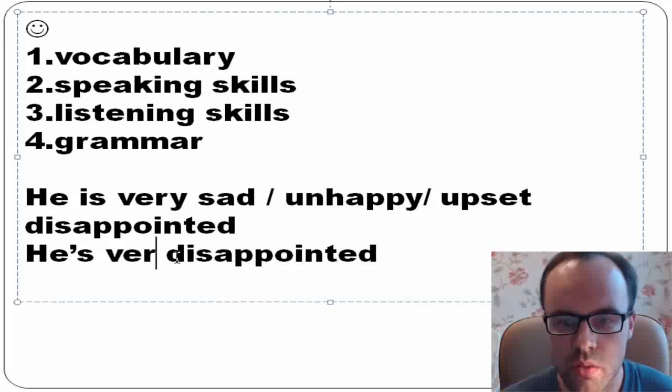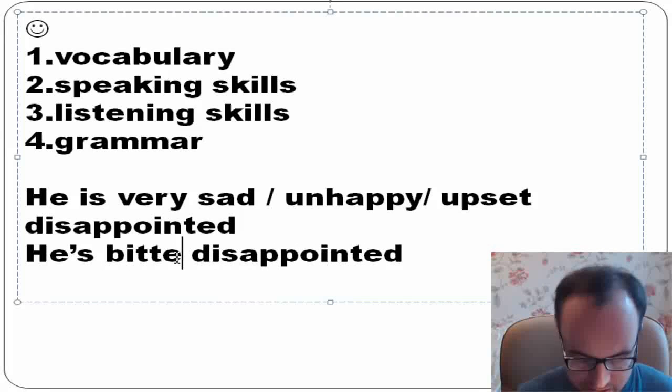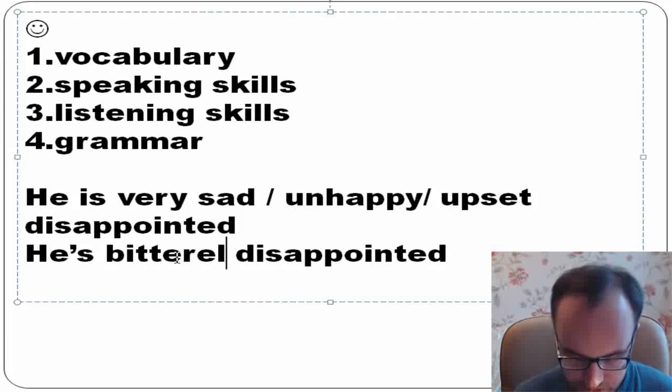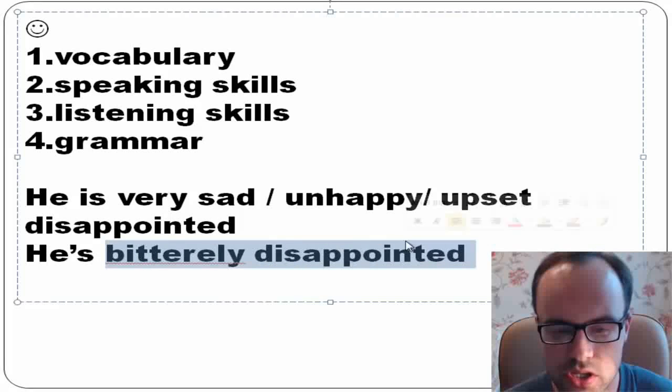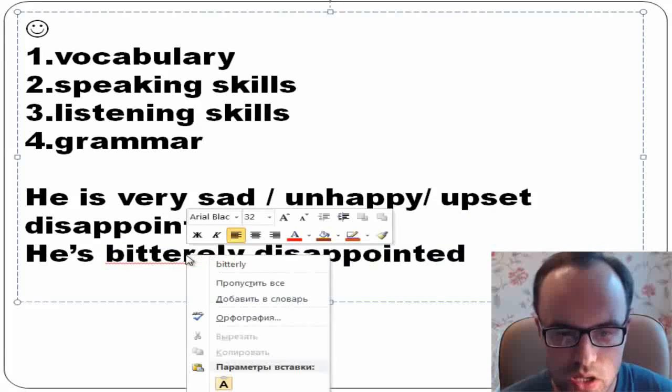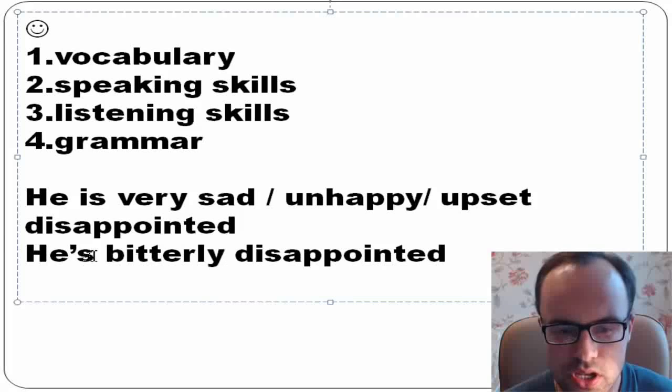He is very disappointed. But why can't we say, for example, he is bitterly disappointed? It means that he is really very, very disappointed. He is so disappointed, so his disappointment is really huge. So it's a collocation, bitterly disappointed. And as far as our lessons are concerned, we'll be learning different collocations for advanced students. It's an important thing.